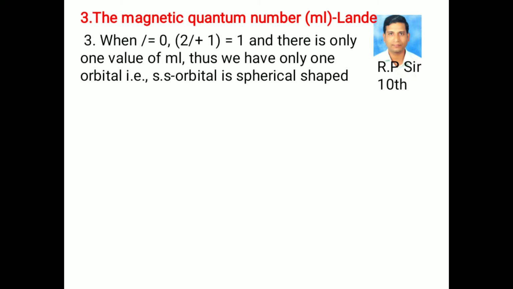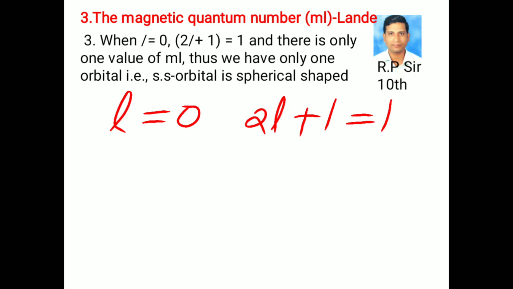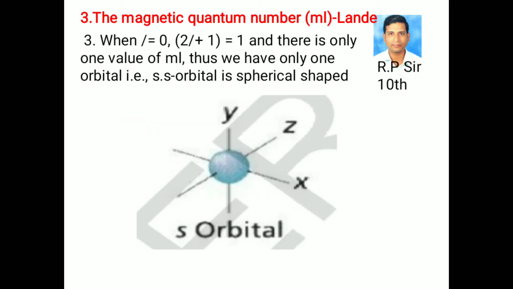When L is equal to 0, substitute this value in 2L plus 1, then we get 1. And there is only one value of ml, thus we have only one orbital, that is the s orbital. The s orbital is spherical shaped.